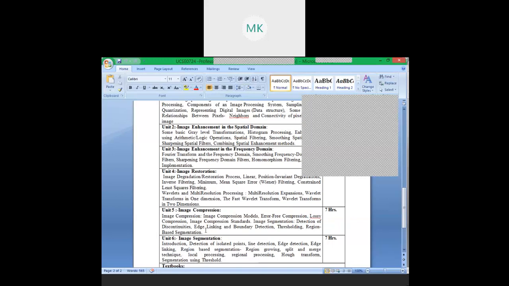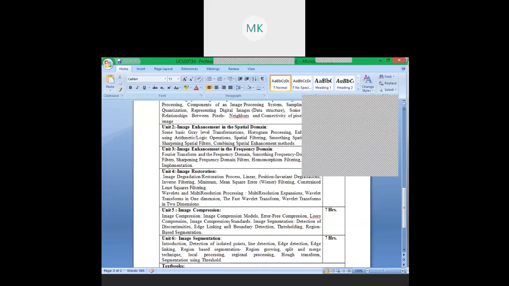In case of image compression, we are going to reduce the size of the image as well as the time for processing the image. This will be considered with respect to image compression models. Here the lossy compression model is considered as well as different standards, and image segmentation is considered to be one of the techniques for the detection of discontinuities.